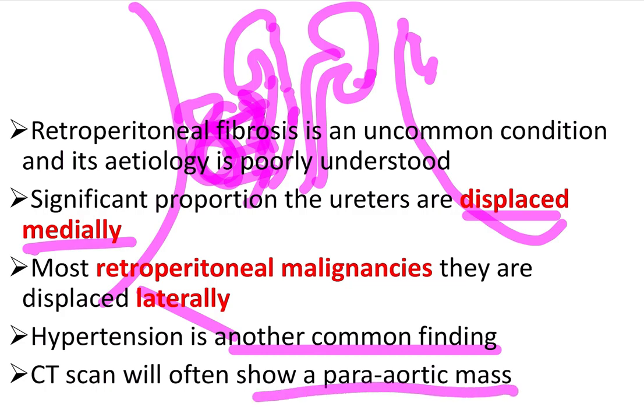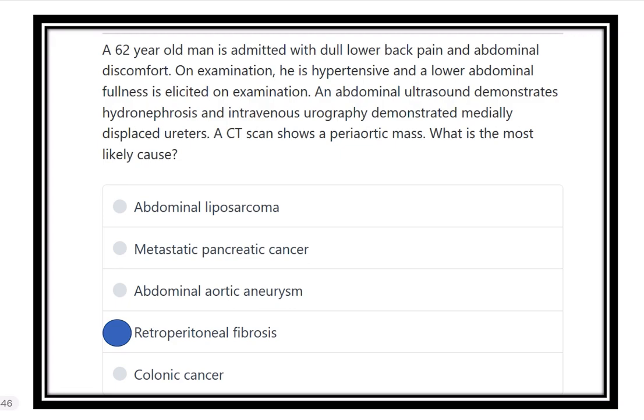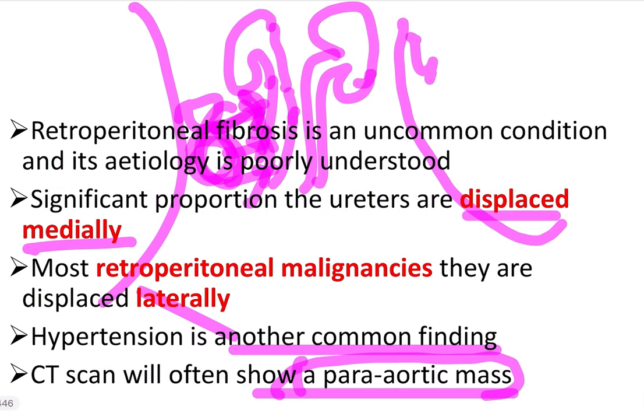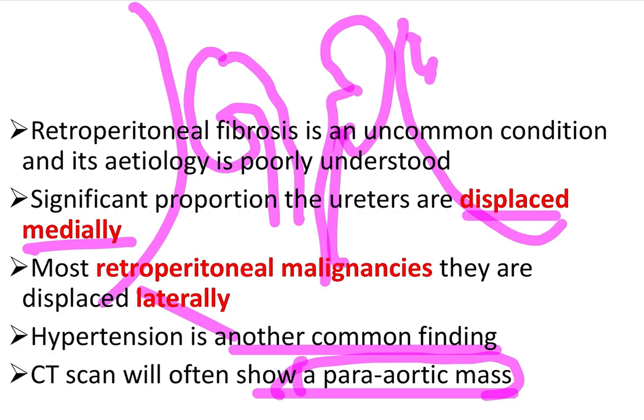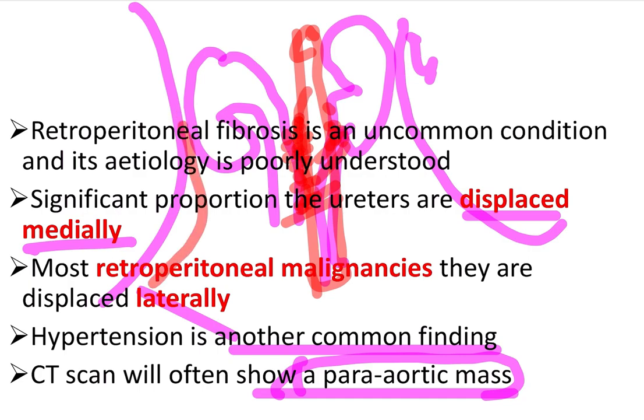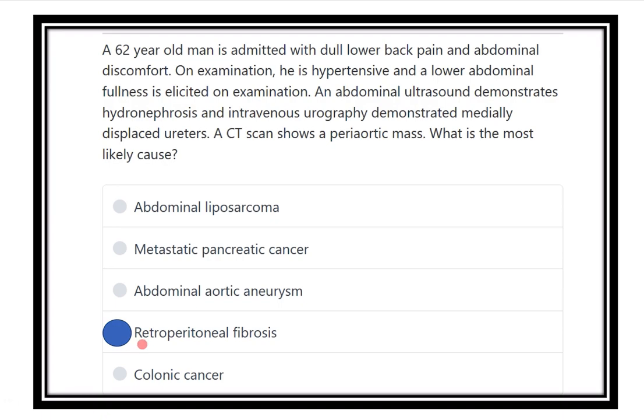CT scan often shows a paracolic or para-aortic mass. Actually, this part should be corrected and discussed again. Here we can see the kidney and ureter, and the abdominal aorta passes between them. The fibrosis occurs on either side of the aorta, and when this fibrosis contracts, it pulls the ureter medially on both sides. So actually it is present in the para-aortic area, not the paracolic area. As the retroperitoneal fibrosis occurs, it contracts the surrounding structures including the ureter, and the ureter is displaced medially. So it is retroperitoneal fibrosis.